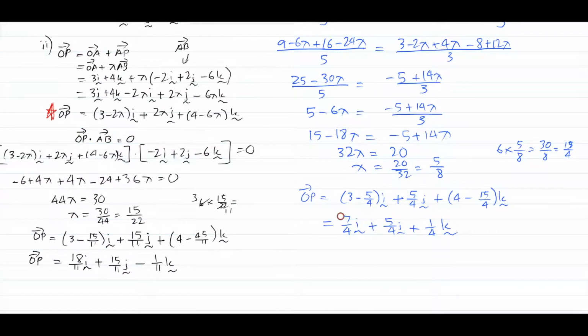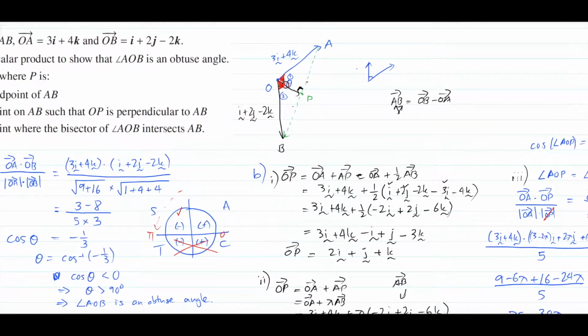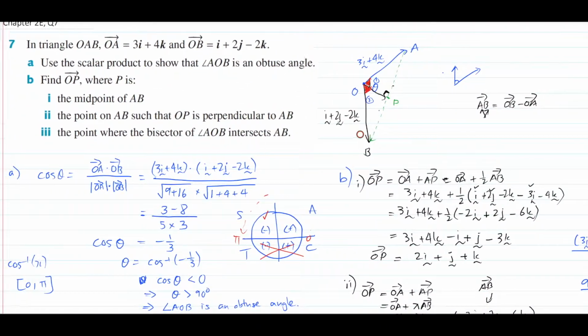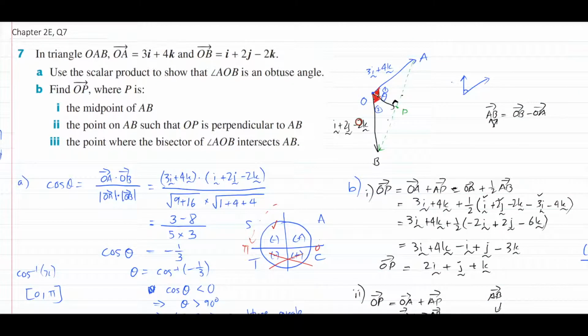So this form, OP right here, is when your OP bisects angle AOB, okay? So that's pretty much it for question 7, chapter 2E. This is the last question of that chapter, of this topic.